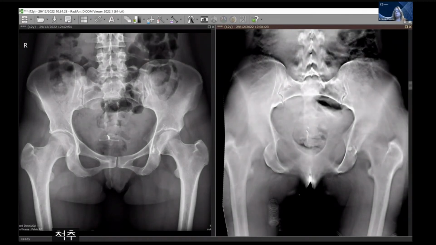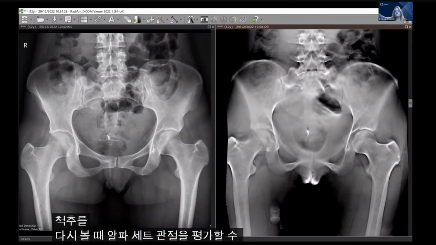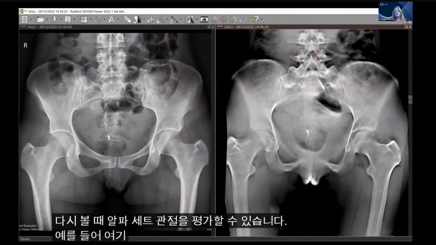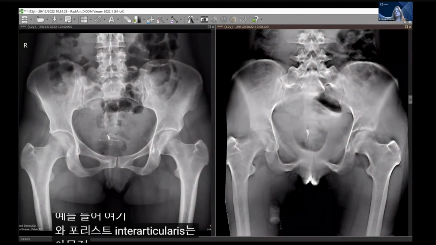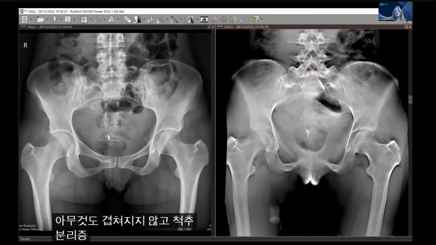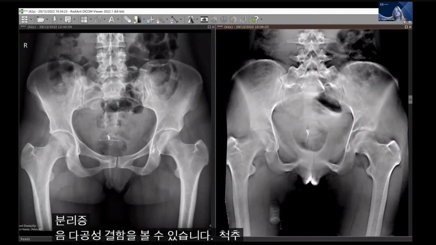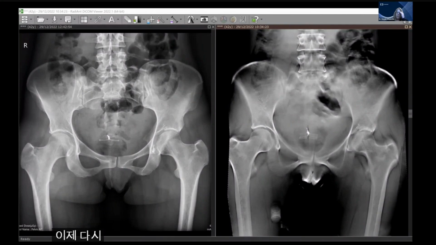And by the way, when we look at the spine, again, you can evaluate the facet joints, for example, here, and the pars interarticularis without anything superimposed on it. This is where we can see spondylolysis, pars defect, right? So we can actually separate that from the rest of the vertebra. And now let's move on. Go back to our slideshow.